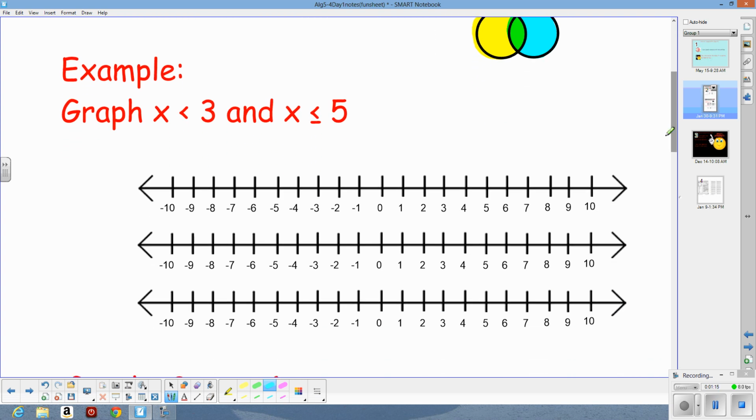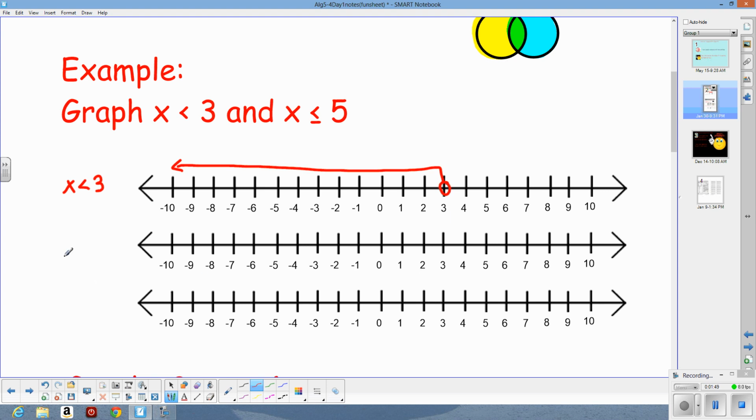For example, if we wanted to graph x is less than 3 and x is less than or equal to 5, we're going to first go ahead and graph x is less than 3. So we would go on the number line to the number 3 and put a circle. We would not color in this circle because it does not include 3. And we want all the numbers that are less than 3. All of the numbers that are less than 3 go this way.